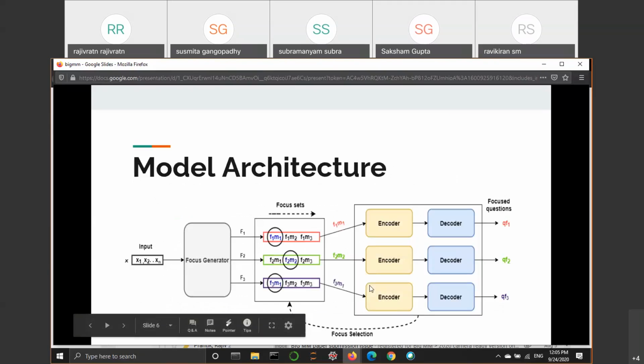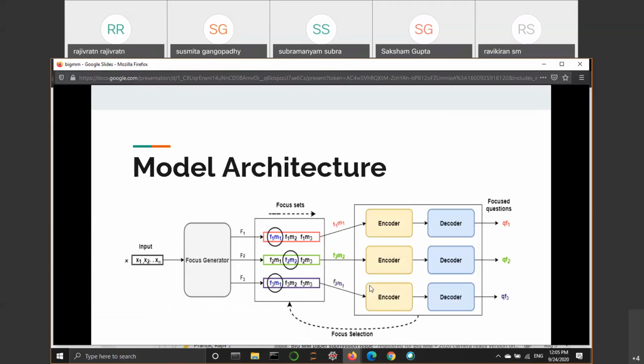Yeah, thank you. So the architecture is mainly divided into two major modules, the focus module and the encoder decoder module. In the focus module, we have a focus generator along with the focus sets. So I'll talk about what we are actually doing in the focus generator and how we are selecting the focus sets to generate diverse questions. Yeah, Sushmita, you can move to the next.